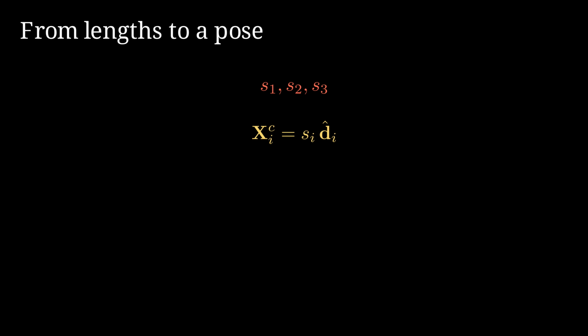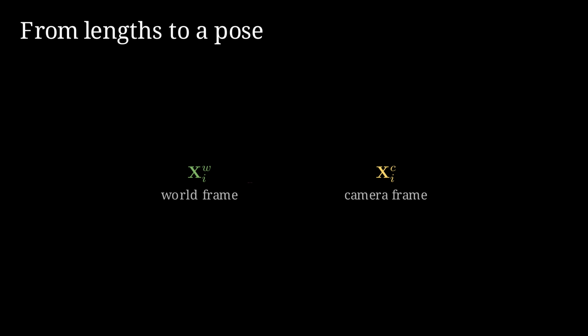Each distance slides its point down its ray. The point sits at Si times d-hat i. Multiply, and we now hold the coordinates of all 3 points in the camera frame. But the map gave us the same 3 points in the world frame. The same triangle, written in 2 languages.